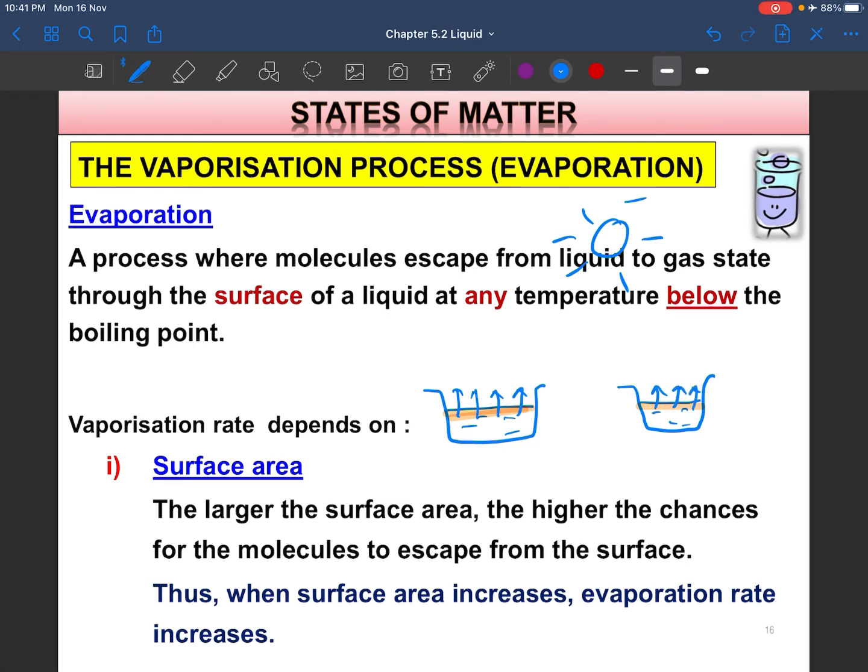Okay, so that's why the larger the surface area, the higher the chances for the molecule to escape from the surface. Okay, so evaporation rate dia akan lagi tinggi.